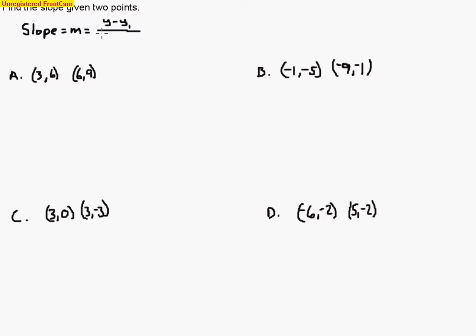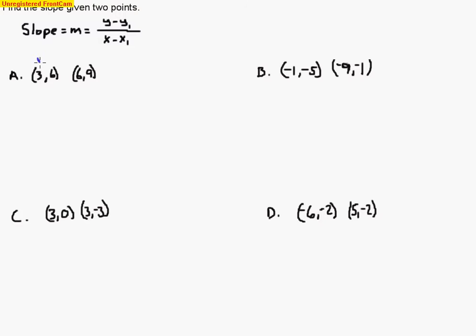Now remember what goes on the bottom of the fraction? The change in what direction? The x direction. That's right, the horizontal direction. It's the run. And so we write x minus x1. So we're finding the difference of the two x values. So that's what we're going to do on this first problem, and all the others from there on out.